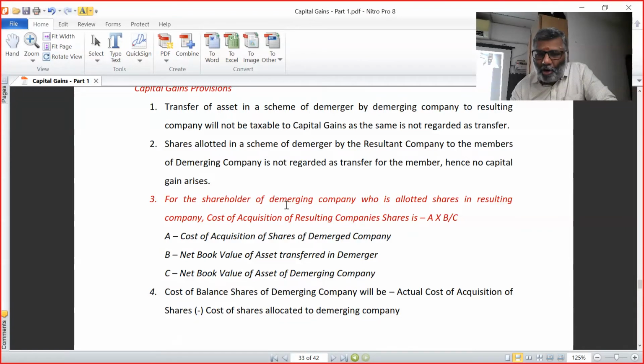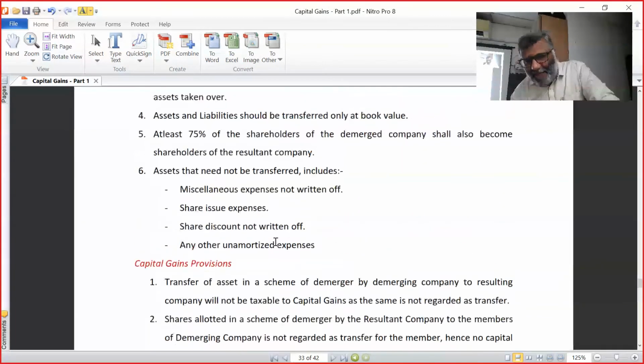For the shareholders of the demerging company who are allotted shares in the resulting company, the cost of acquisition is A into B by C: cost of acquisition of shares of the transferor company into asset transferred divided by total value of asset. Okay, I'll explain it when we do a question. Now, just read the theory once.